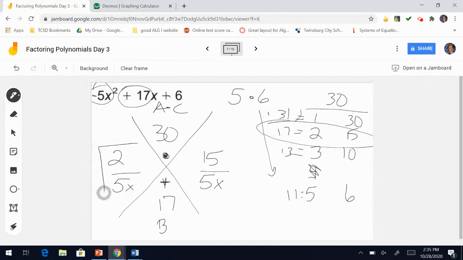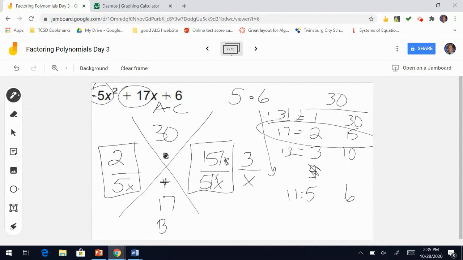Now, in these wedges, we're going to have to simplify. Can 2 divided by 5x simplify? No. Can 15 divided by 5 simplify? Yes. It's going to simplify to 3 over x, because I'm going to divide each of these by 5, right? 15 divided by 5 is 3. 5 divided by 5 is 1. So I'm going to simplify that.